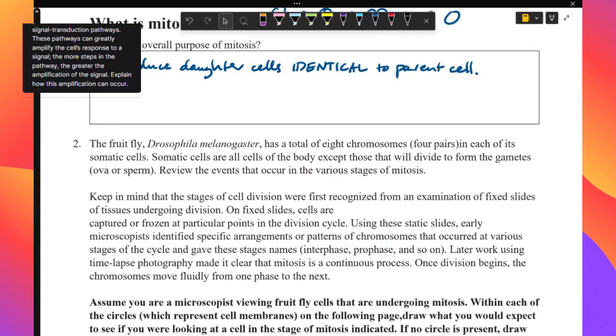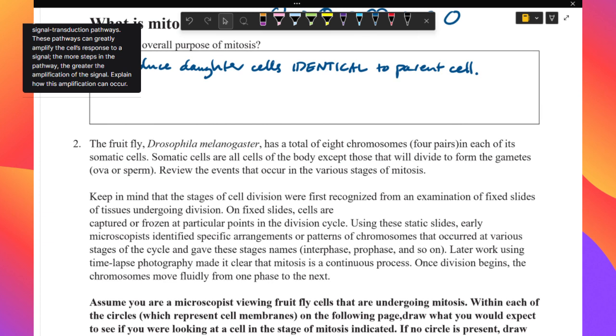So keeping that in mind, let's look at our next exercise. The fruit fly has a total of 8 chromosomes, 4 pairs, in each of its somatic cells. Somatic cells are all cells of the body except those that will divide to form gametes, ova or sperm. And let's review the events that occur in the various stages of mitosis.